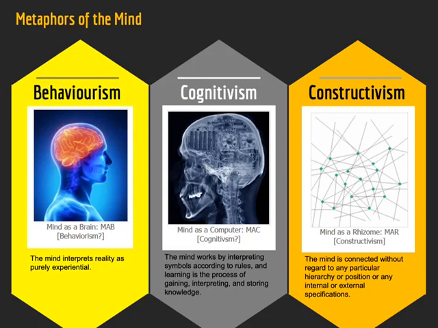Next, in terms of the metaphors of the mind, behaviorism views mind as a brain, MAB, mind as a brain. On the other hand, cognitivism views mind as a computer, MAC, mind as a computer. But constructivism views mind as a rhizome, meaning a continuously growing and expanding mind.